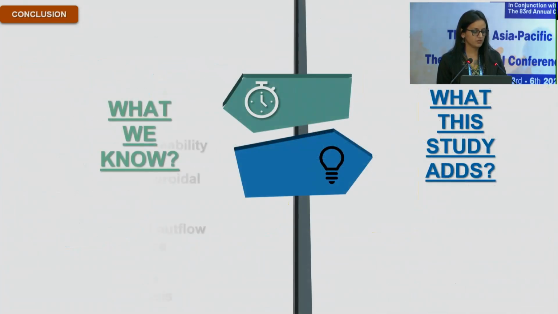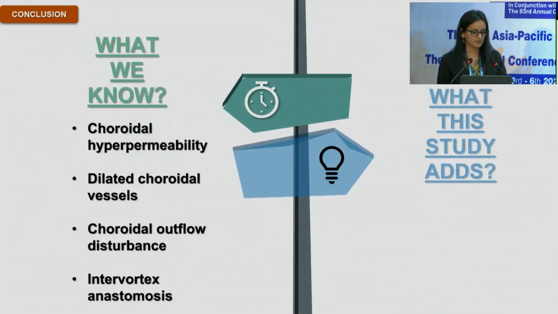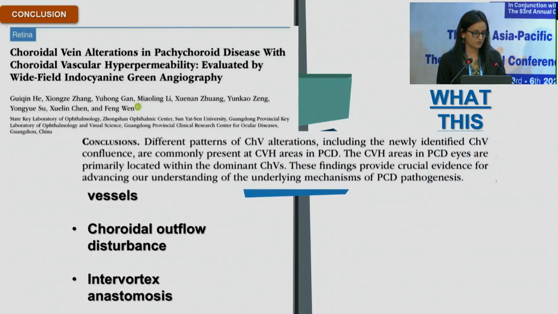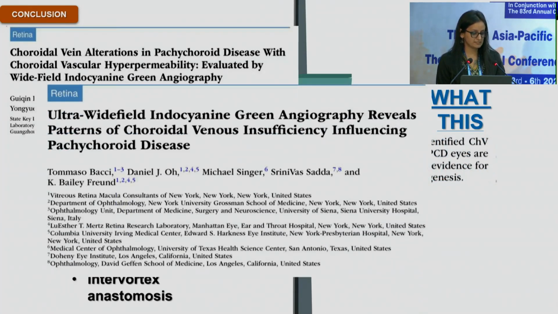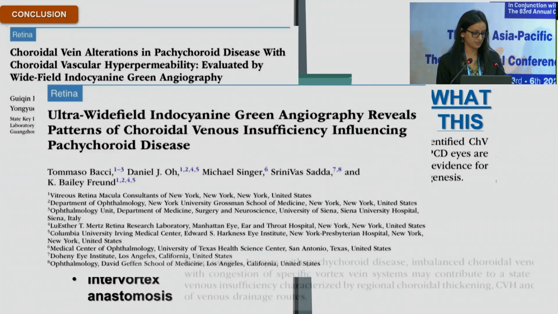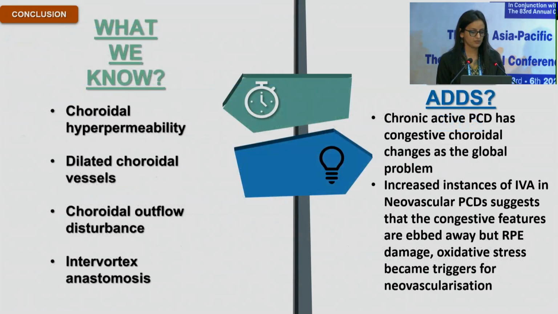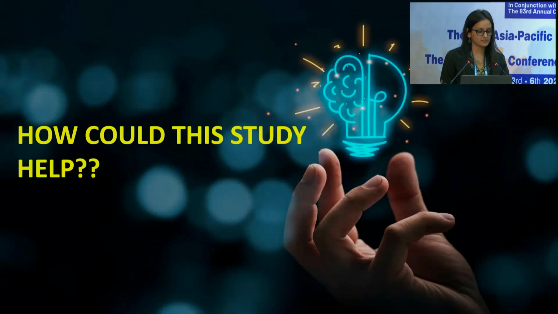So this is what we already knew about the pachychoroid spectrum, but after all the studies outside India where they found alteration in the choroidal veins in pachychoroid disease, we also found that the chronic active PCD has choroidal changes, that is a global problem. And increased instances of IPCV in neovascular PCD suggest that the congestive features have ebbed away, but RPE defects and oxidative stress become the trigger for neovascularization.